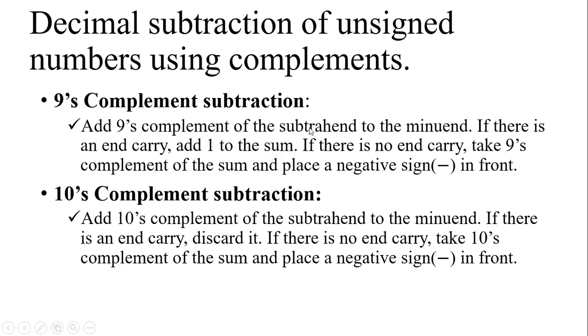Nines complement subtraction: add the nines complement of the subtrahend to the minuend. If there is an end carry, add 1 to the sum. If there is no end carry, take the nines complement of the sum and place a negative sign in front.